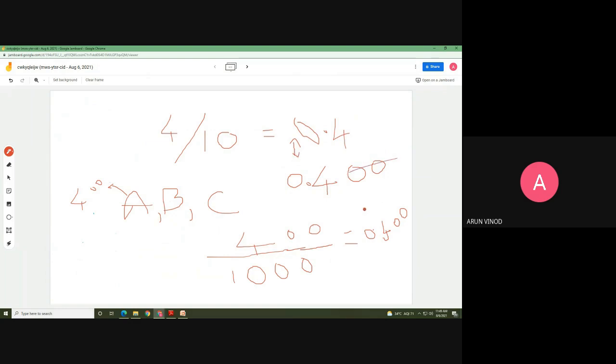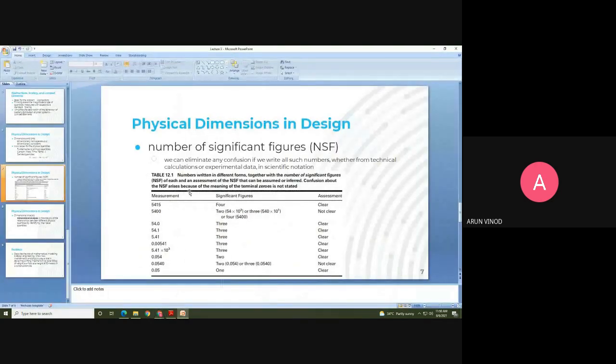Mathematically, these two are the same because there is no value for the trailing 0 after the decimal point. So 0.4 and 0.400 are both the same, and 4 by 10 will be 0.4. But actually, these two are not the same. Here you have done 10 test cases with 4 occurrences, but in this case 1,000 test cases with 400 occurrences. These two are not exactly the same. This is a multiple of it, but still in a real-time scenario, it is not the same. That is what is mentioned here.